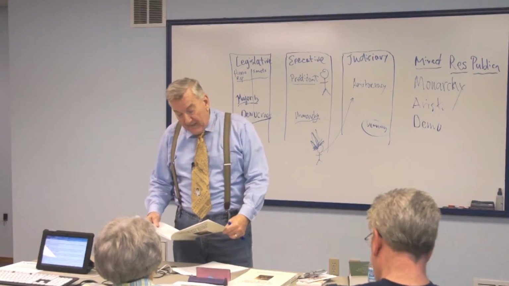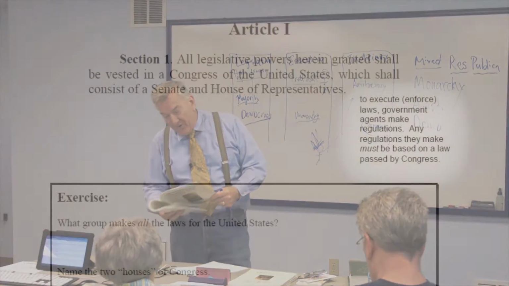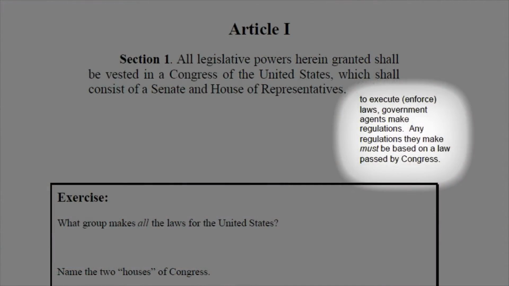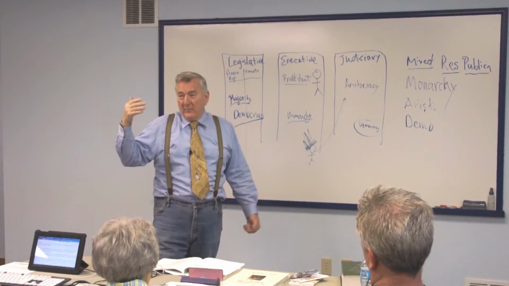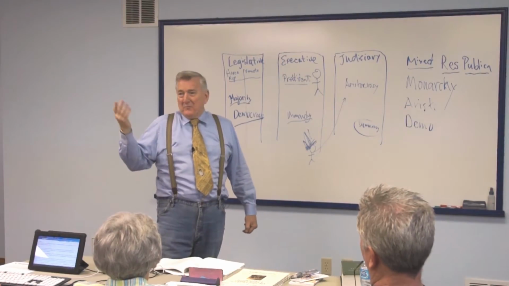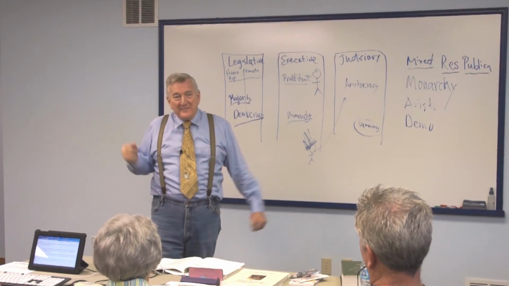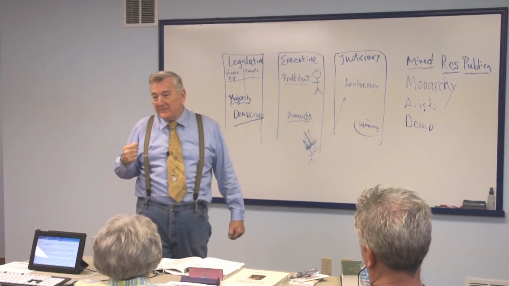That's what it says. Now, I do have a little comment in the corner: to enforce or execute laws, government agents make regulations. Any regulations they make must be based on a law passed by Congress. Sometimes an agency, let's just pick one at random, BLM perhaps, EPA, IRS, Forest Service. So this is where we draw a distinction between laws and administrative rules. Right, and the administrative rules have to be based exactly as it says here. It has to be based on some law that's passed by Congress.